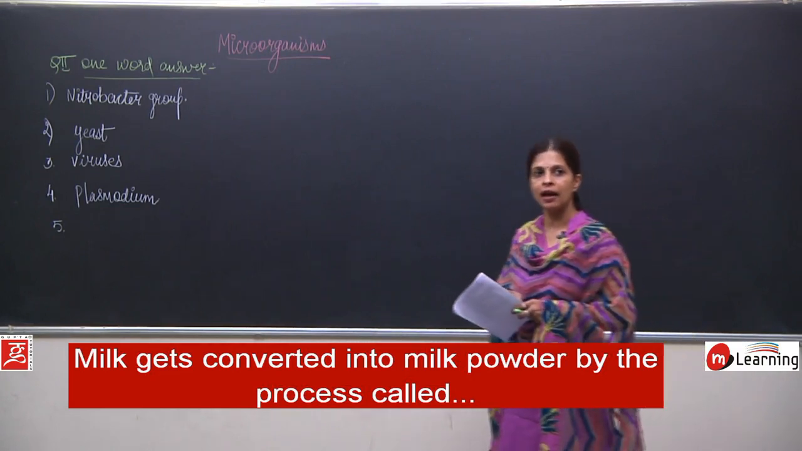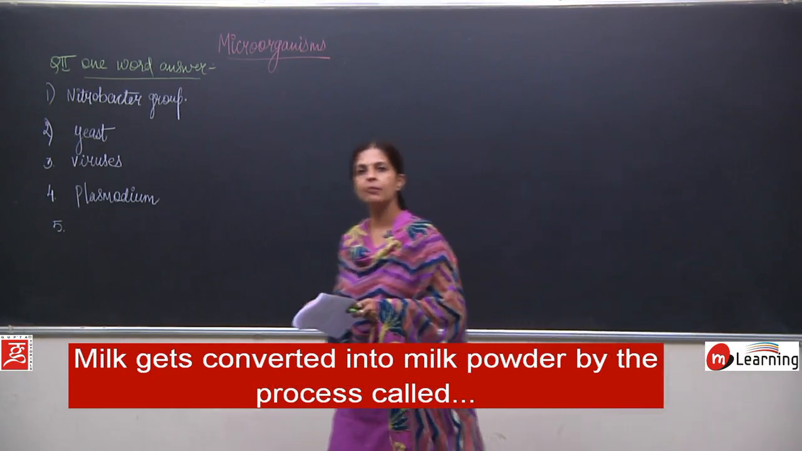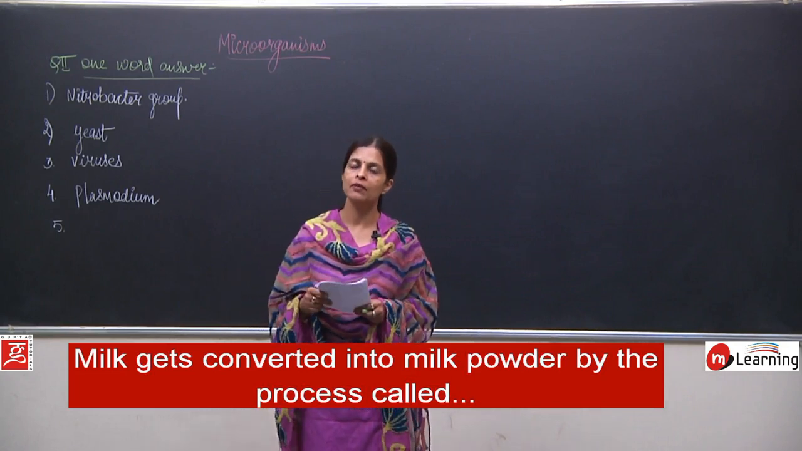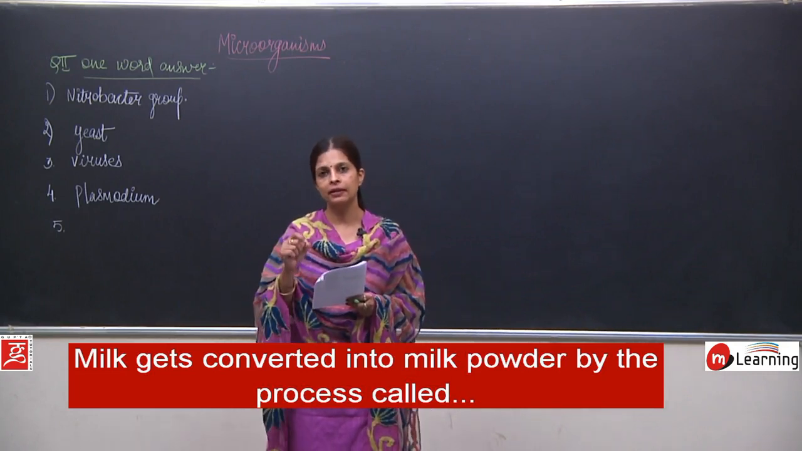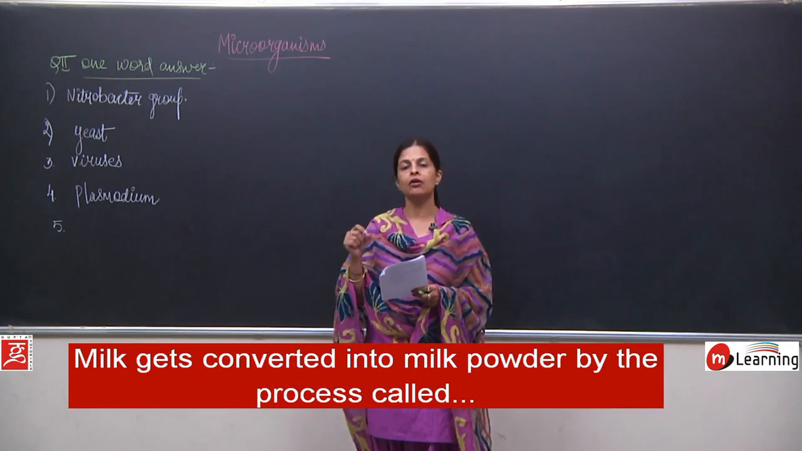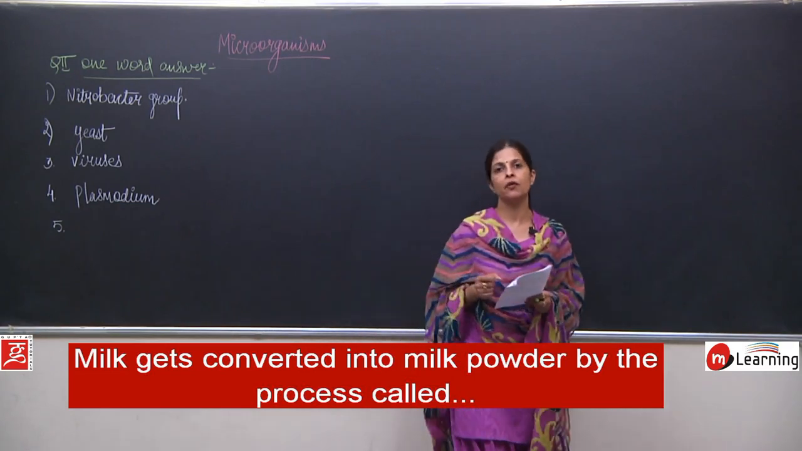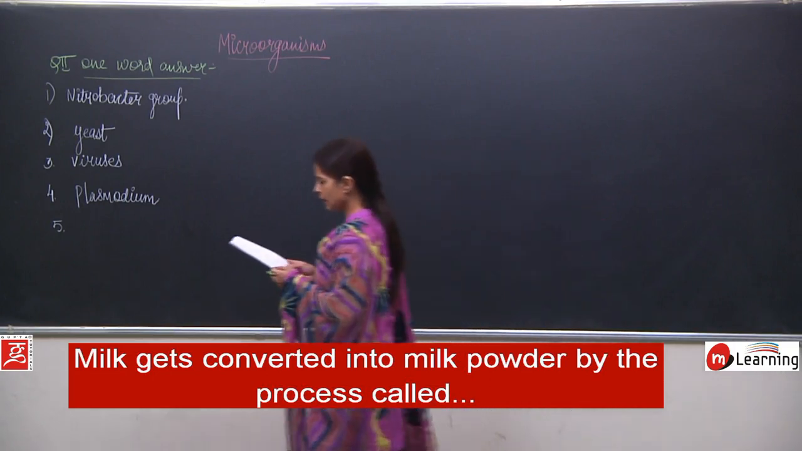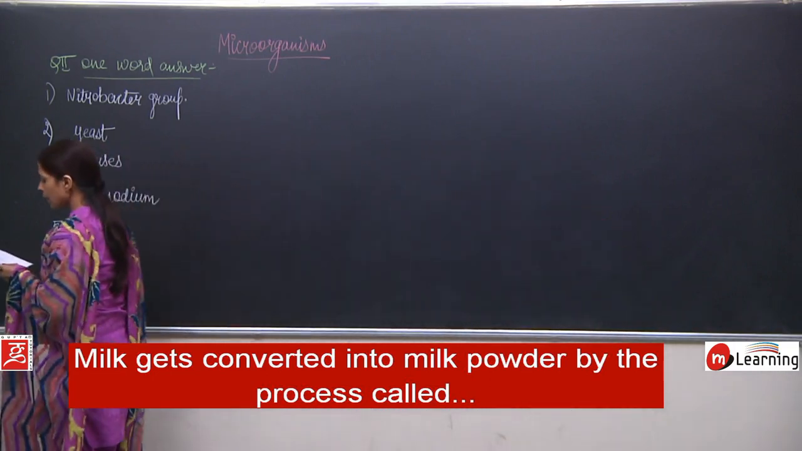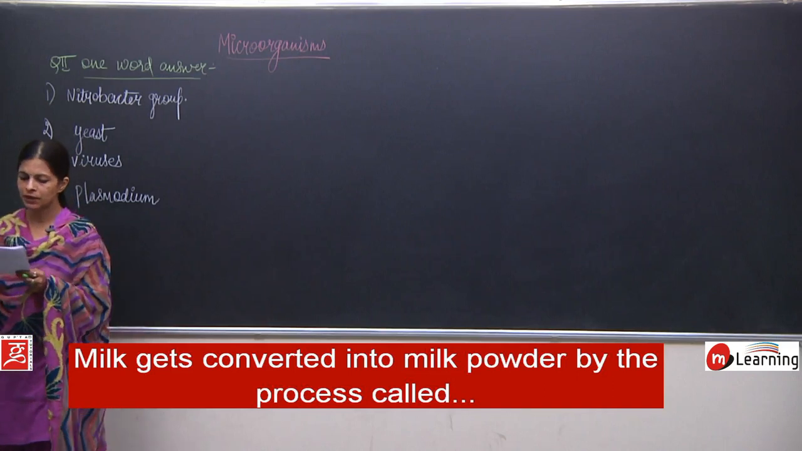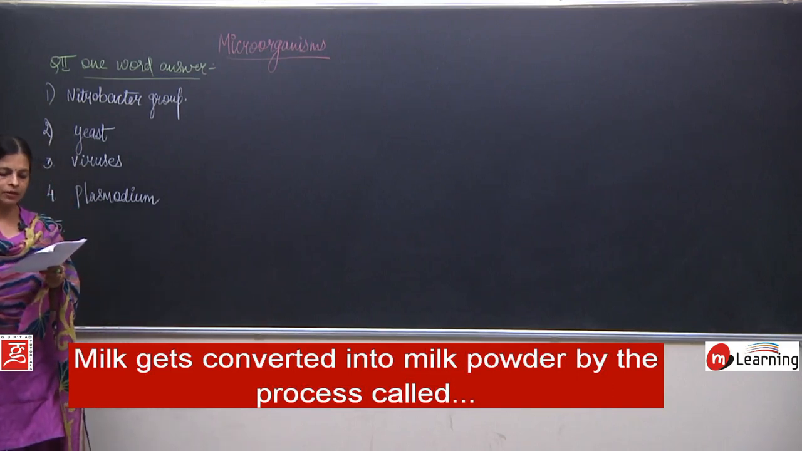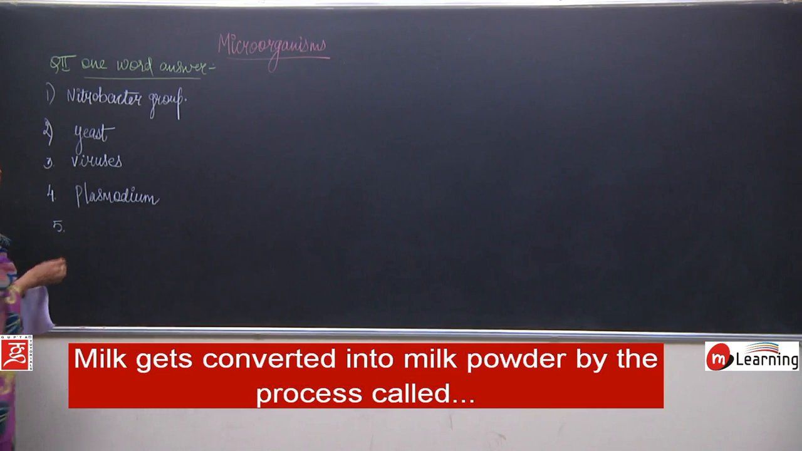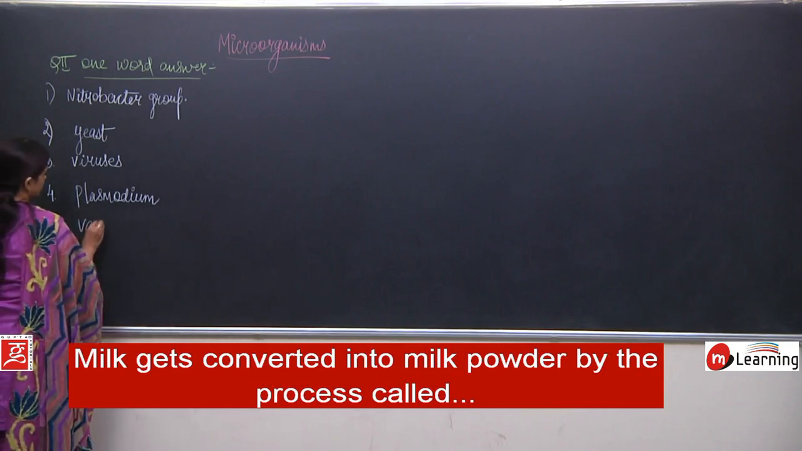So here they are asking about the name of the process by which milk powder can be made from milk. So this one is number, I think, yeah, fifth. Milk gets converted into milk powder by the process called, what is it? It is vacuum drying.